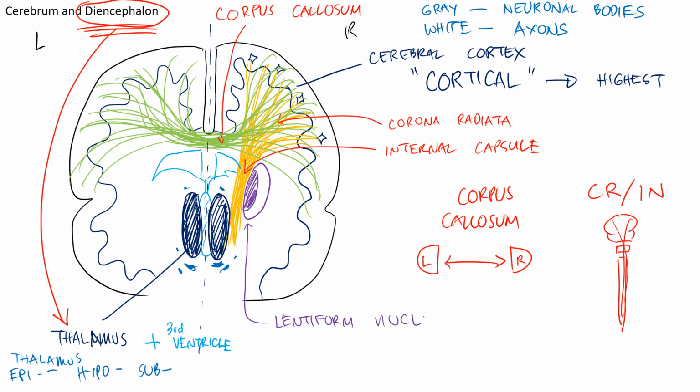Nuclei. And your lentiform nuclei is divided into your inner globus pallidus and your outer putamen. Okay, so these two basically make up your lentiform nuclei.